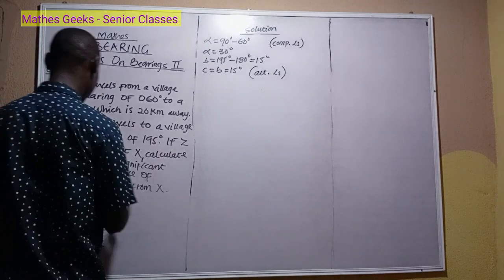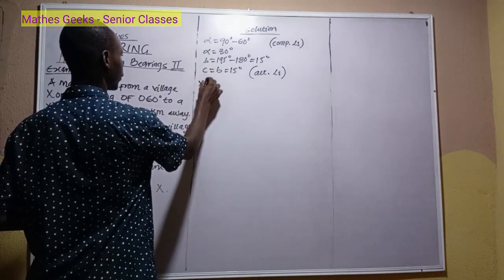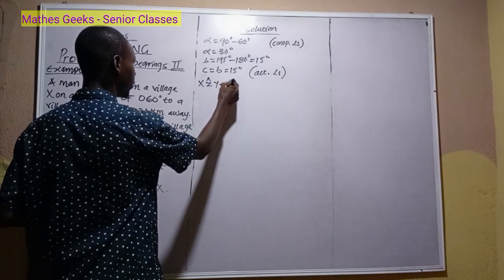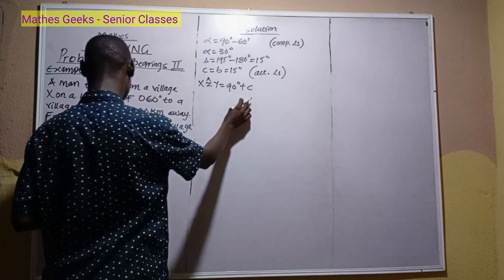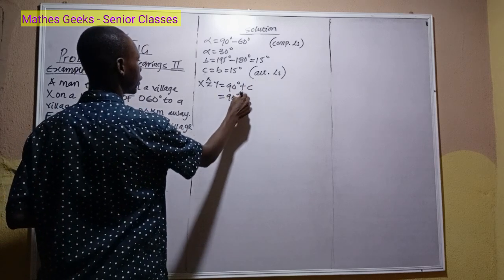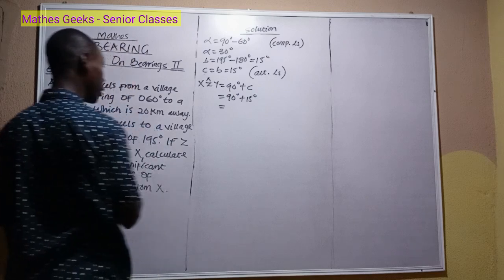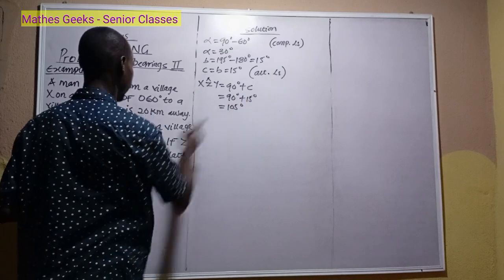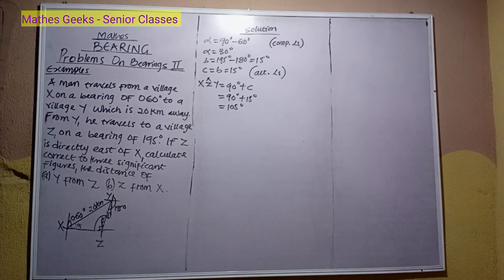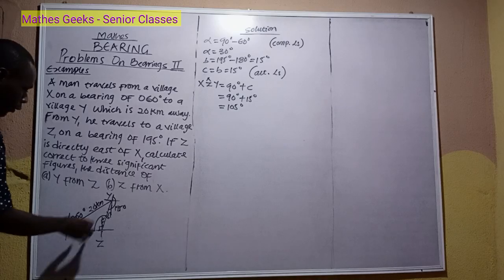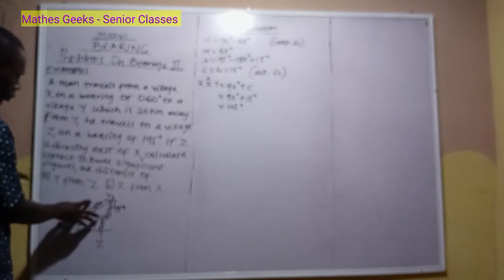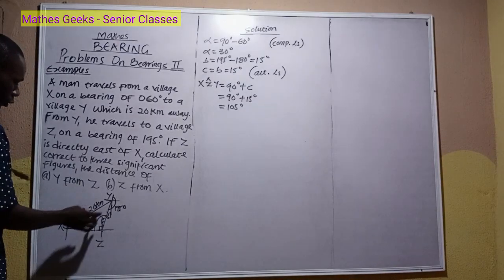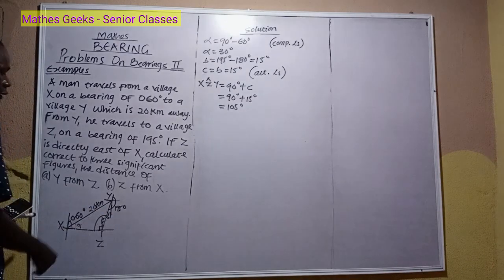Now that we know C, let's get this angle. Angle XZY, the total angle at Z, is equal to 90 degrees plus C, which is equal to 90 degrees plus 15 degrees. That's 105 degrees. So now we can use either the cosine or sine rule. From what we have here, we have two angles and one side given. This angle is known, this side is known, this angle is known, but we are going to look for this side, which is YZ.